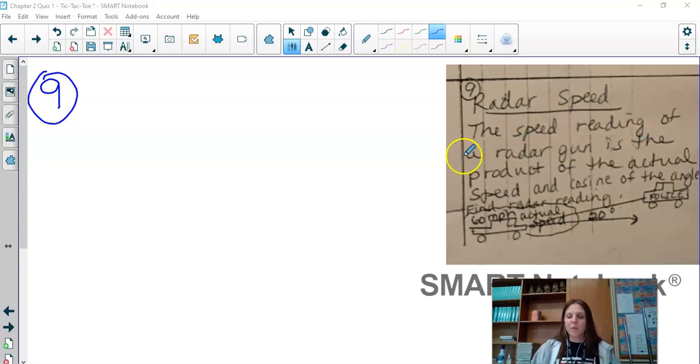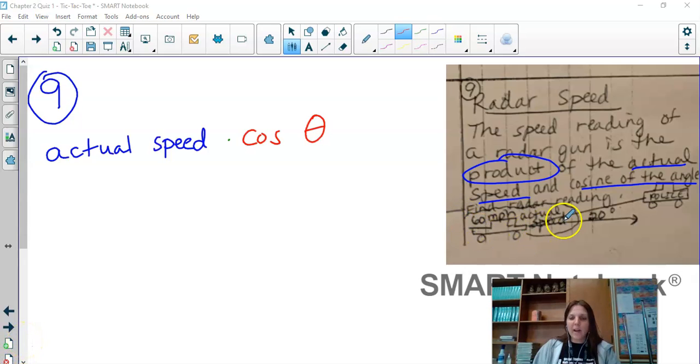The speed reading of a radar gun is the product of the actual speed and the cosine of the angle. So we're going to take the actual speed and the cosine of the angle, and we're going to find the product. That means multiply. So my actual speed of this little car here is 60 miles per hour, and my angle in this example is 20 in reference to the police officer.